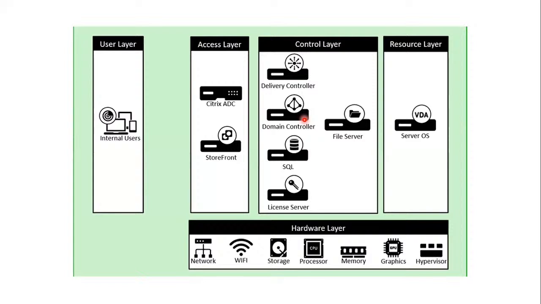And SQL, that is our database. You know databases, right? And the license server is a Citrix license server which allocates the licenses to the virtual machines we are using. And the file server is your network storage on which you host all the data of the end user. It could be your NAS storage, your SAN storage, any storage, okay? And in the resource layer, we have all the virtual machines or virtual servers which we have to publish to the end users. Everything will be stored here in the resource layer.